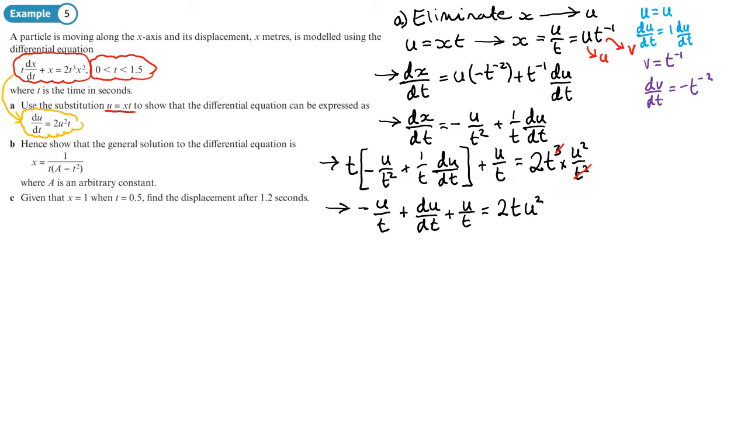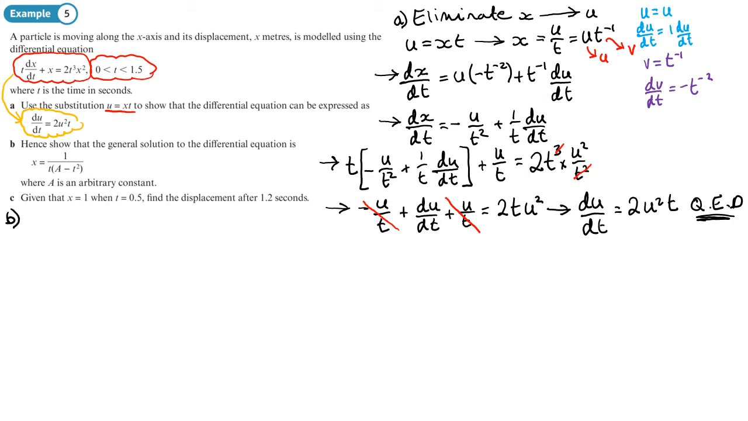Now if I have a look on the left hand side, I've got minus u over t plus u over t, so those cancel out, and that leaves me with the expression that they want, which is du dt equals 2u squared t, if I just swap the u term and the t term over. So we've proved that as required.